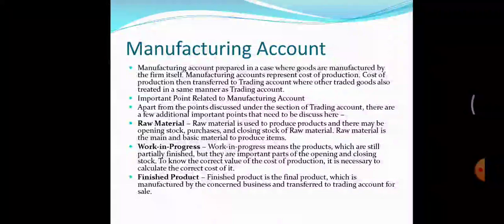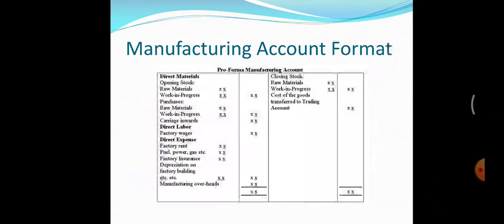Finished product is the final product which is manufactured by the concerned business and transferred to the trading account for sale. This is the format of manufacturing account. There are also two sides, the debit and credit side. Debit side: direct material, opening stock, raw material, work in process, then purchase, raw material, work in process, carriage inwards. Then the direct labor is called the factory wages. Then direct expenses: factory rent, fuel, power, gas, etc., factory insurance, depreciation. These are all called the direct expenses. Come to the credit side: closing stock, raw material, work in process, cost of the goods.